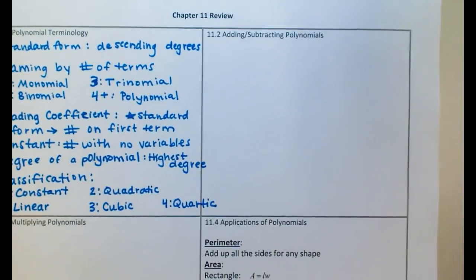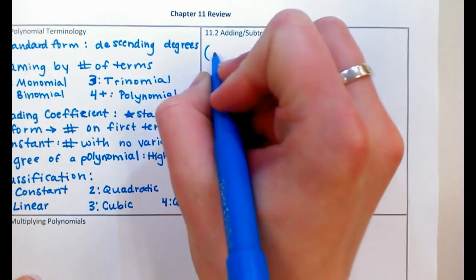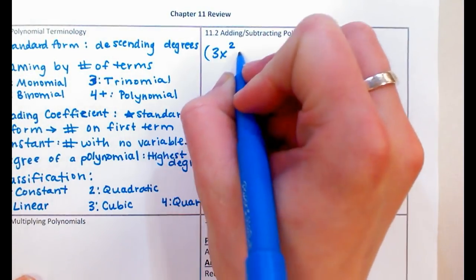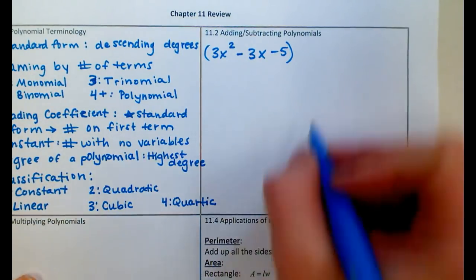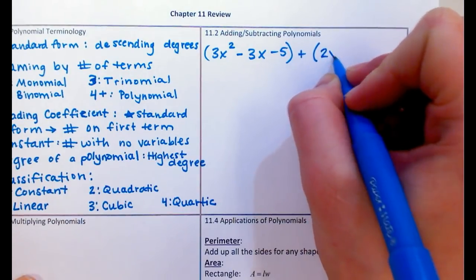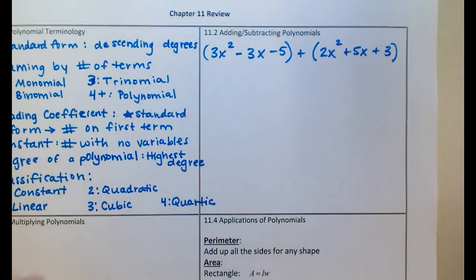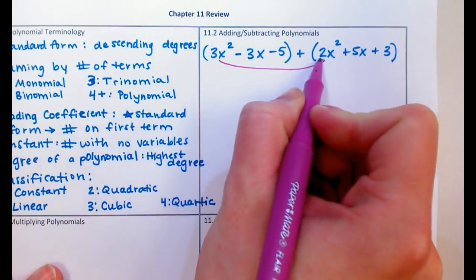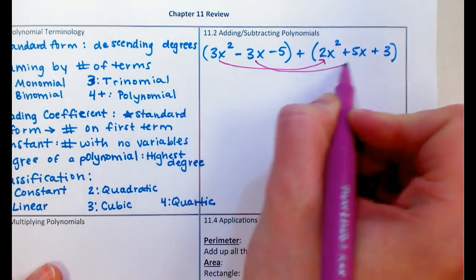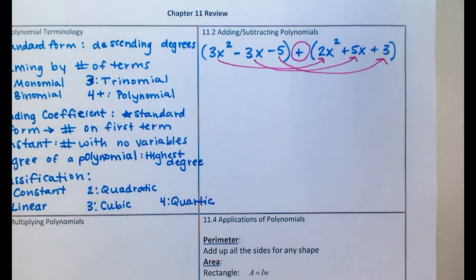In 11.2, we added and subtracted polynomials. This is when we combined like terms. So if I gave you the polynomials 3x squared minus 3x minus 5, adding to 2x squared plus 5x plus 3, we group together our common ones. So I'm going to put my arrows for my x squareds, my x's, and my constant terms. This is only when we have an addition sign in between.